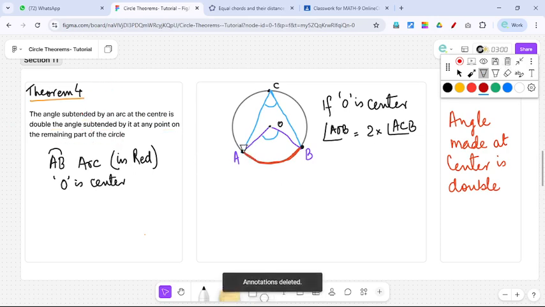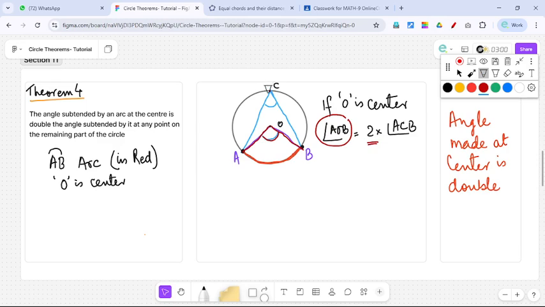Now if you have an arc, this is a part of the circumference, so this is an arc AB in red color, and O is the center. So this arc is making an angle at the center. That angle is AOB. As per this theorem, the angle made at the center AOB will be double, which means 2 times, the angle made at any other point.